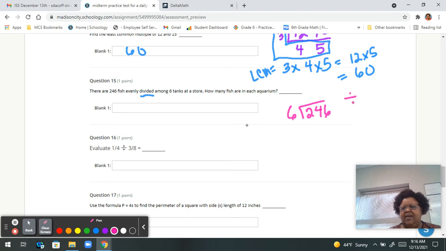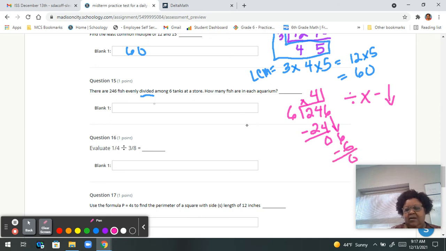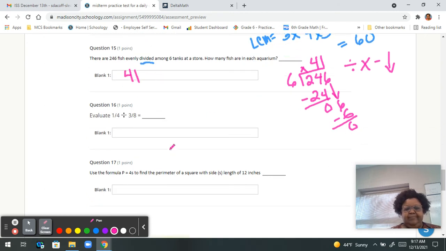So remember, divide, multiply, subtract, bring down. 6 doesn't go into 2. 6 goes into 24 4 times. 6 times 4 is 24. That's my multiply step, my subtract step, my bring down step. 6 goes into 6 one time. 1 times 6 is 6. 0. So there are 41 fish in each tank.